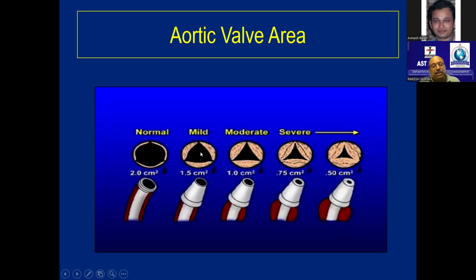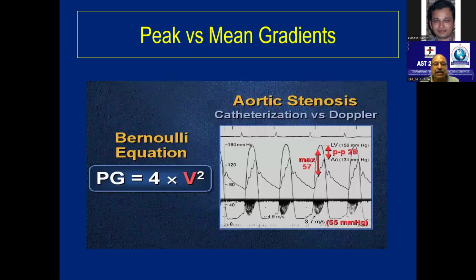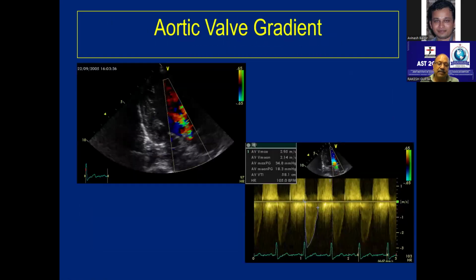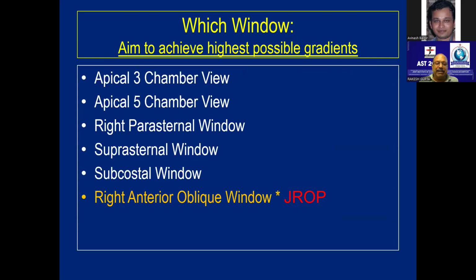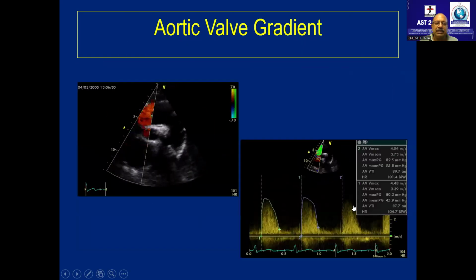So I have to get the maximum jet, and that maximum jet I get through these 6 different windows. All of you are very aware of the 3-chamber, 5-chamber, right parasternal, suprasternal, and subcostal windows. The only one is the right anterior oblique view. So at your level, remember 5 and keep guessing about the 6th. All right?